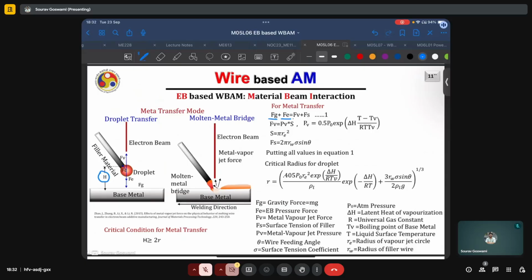Fv is the metal vapor jet force, because a fraction of the electrons will actually be hitting the substrate, melting the material there, and also vaporizing it. Because of vaporization of metal, there will be a jet force acting on the droplet also. And then there is the surface tension of the film, which will try to continue holding onto this droplet and try to adhere it to the wire only. Now, this balance of forces gives us the critical radius for a droplet, which is given in this expression here for small r.